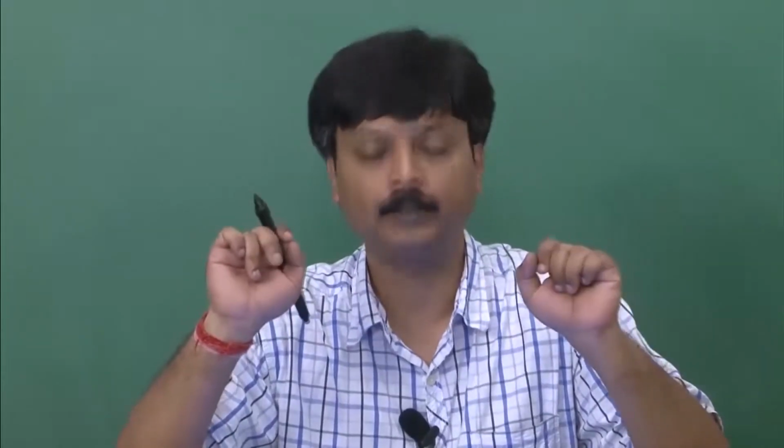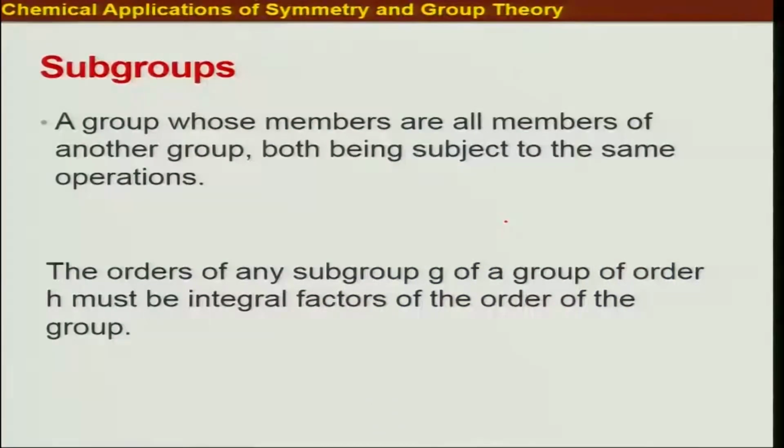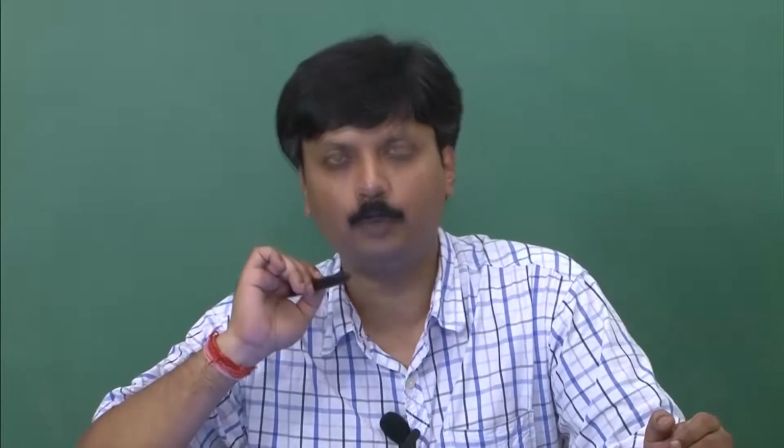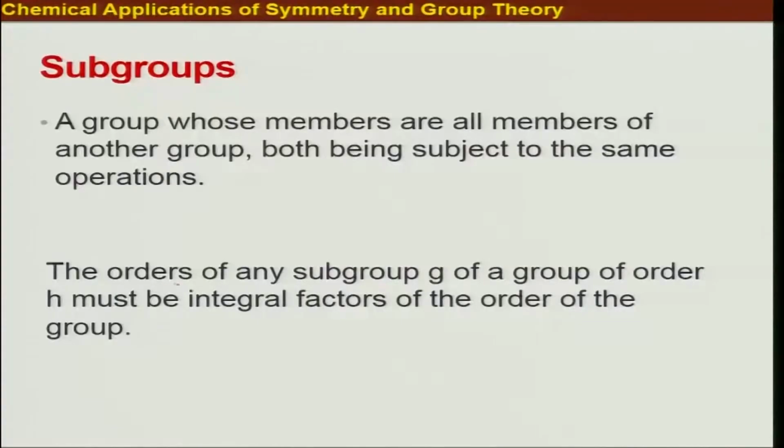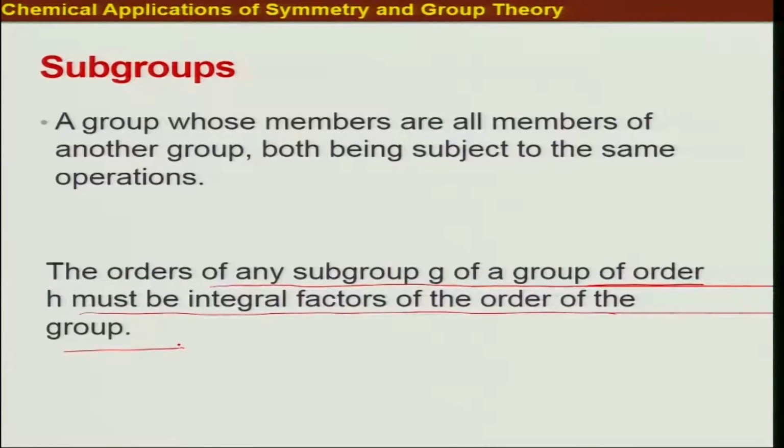Okay, and there is a specialty: this subgroup cannot have any order. There is a certain definite condition for a subgroup to satisfy in order to be called a subgroup, and that is that the order of that subgroup has to be an integral factor of the order of the main group. That is what is written here. That is, the order of any subgroup G of a group of order H must be an integral factor of the order of the group.